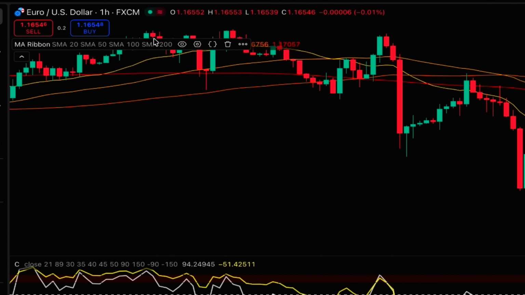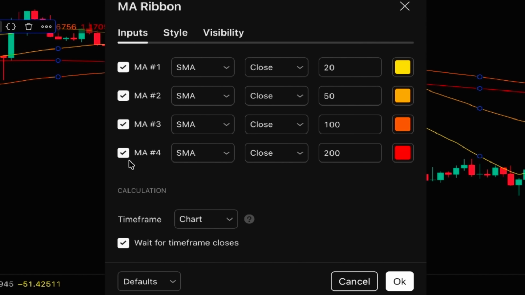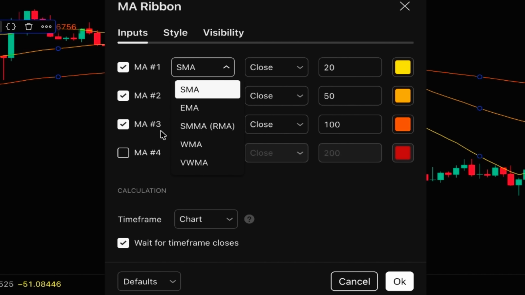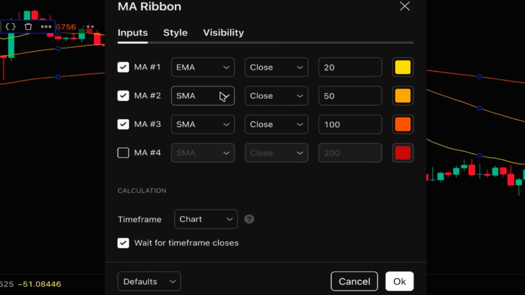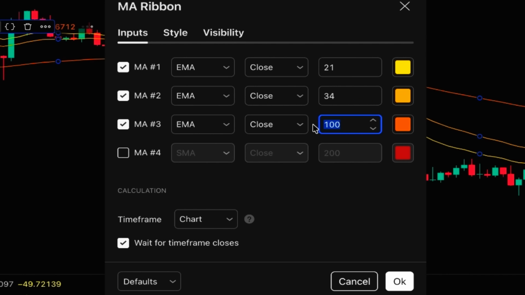So we go to the settings of the ribbon, and here in the inputs tab, first we remove one of them because we only need 3 moving averages and they should be exponential moving averages. So here we set EMA for them. Then for the first EMA, for the length, we set it at 21. For the second EMA, we set the length at 34. And for the third EMA, we set the length at 89.